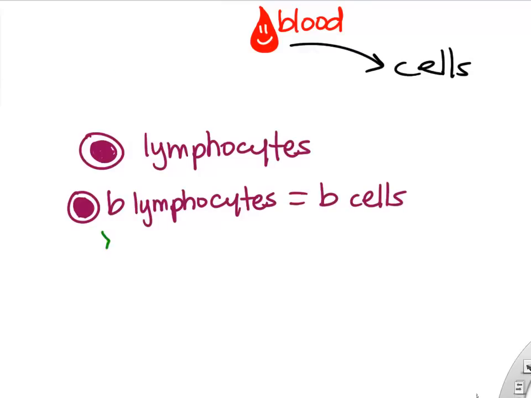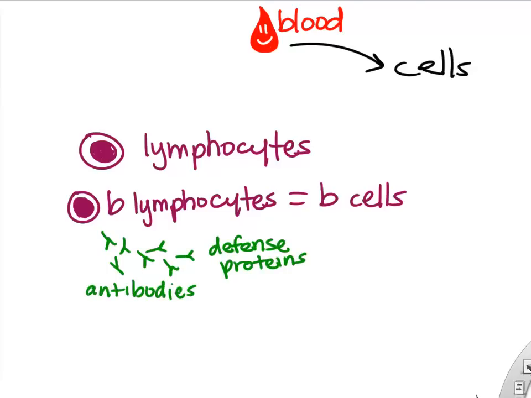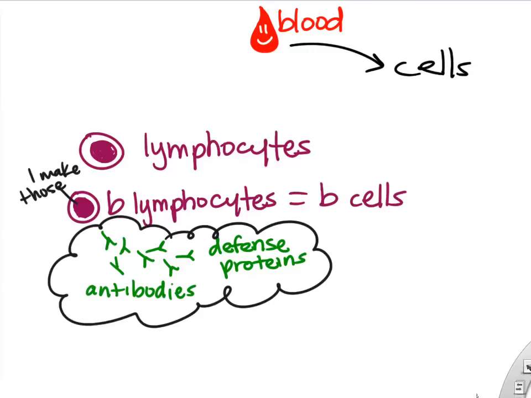Okay, so if you've ever heard of B cells or T cells, those are types of lymphocytes. I just wanted to point out that B lymphocytes are famous for making defense proteins called antibodies, which we'll talk more about.